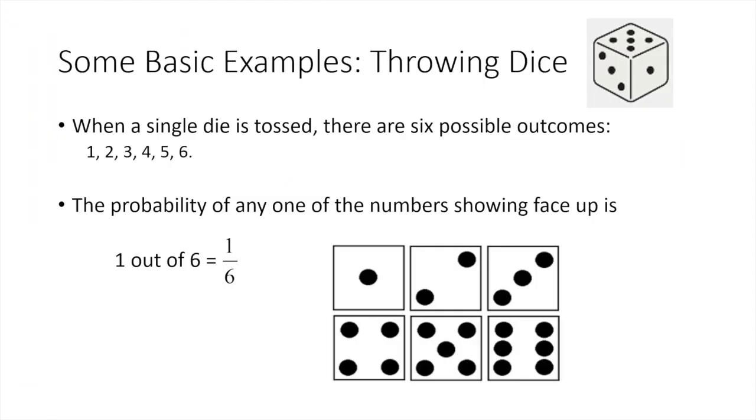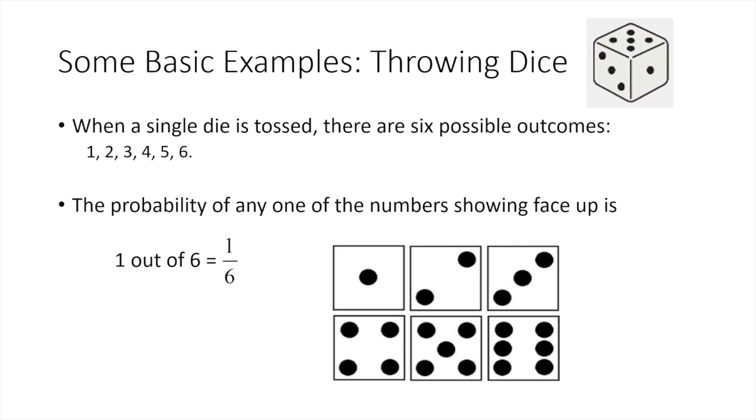Another common probability problem involves rolling a die. A single die versus a pair of dice or multiple dice. Obviously it gets more complicated the more dice you involve in the problem. But if you're just talking about throwing a single die, assuming it's fair, that means that there are 6 sides to a die with 6 numbers, 1 through 6.